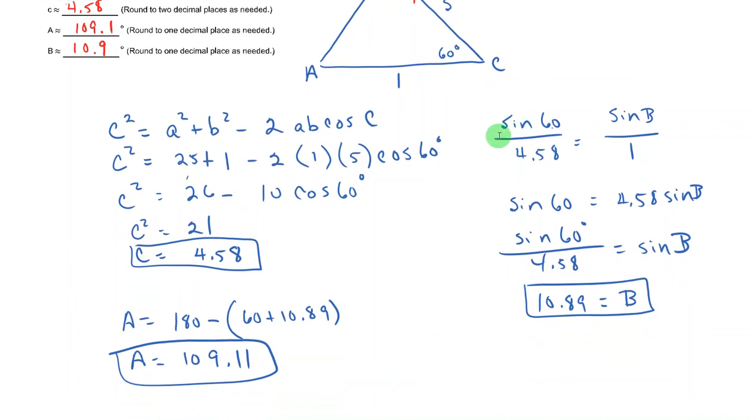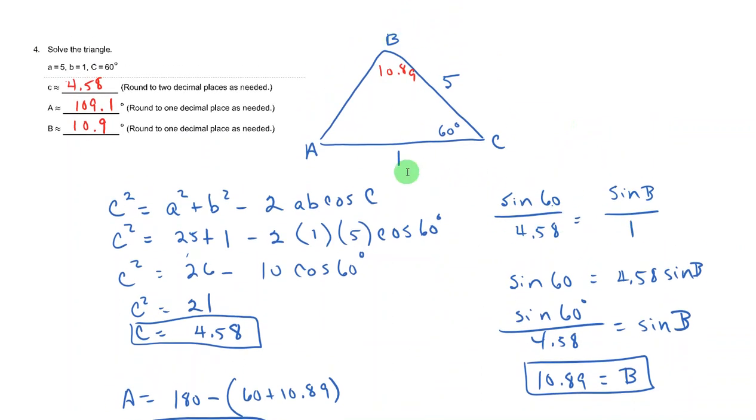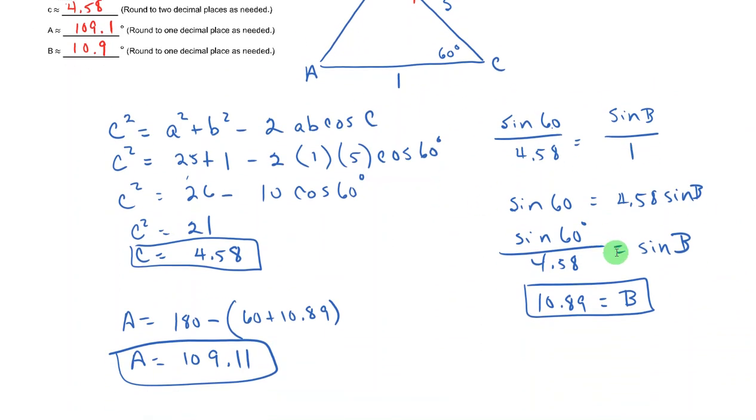Once you have that, you can go here and say sine 60 over 4.58 equals sine B over 1. You do your cross multiplying and you end up with sine B is equal to this over this. And you'll get a number and then you'll do second sine, second answer to get this. Perhaps we need to do that on the calculator.